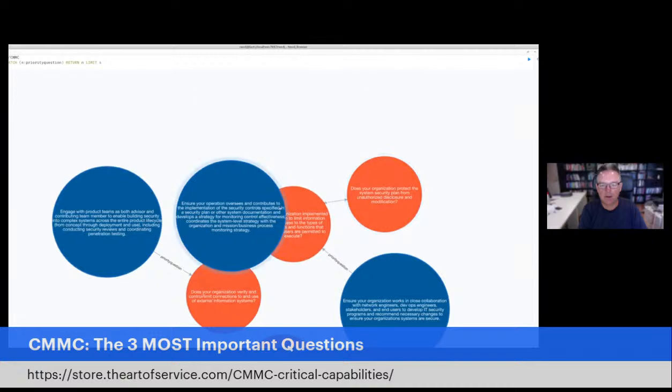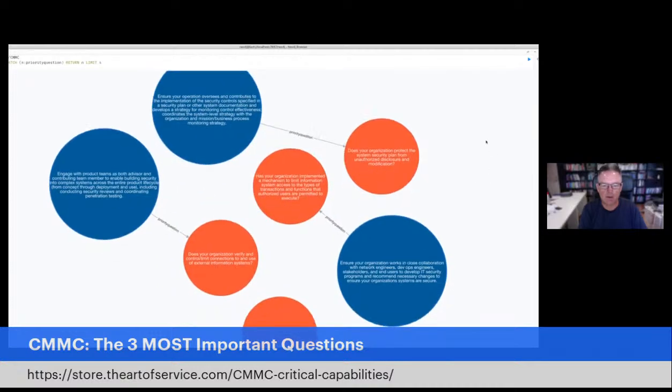The top 3 questions and their answers, the critical capabilities that need to be in place. The question is first, does your organization protect the system security plan from unauthorized disclosure and modification? You can imagine when you're dealing with sensitive information in relationship to the Department of Defense, that's of the highest priority. That actually has to be in place.